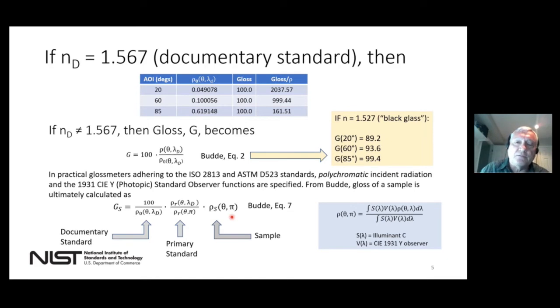The polychromatic reflectance is defined here in the blue box, and it's the integral of the illumination times the observer times the spectral reflectance, divided by the integral of the illumination times the observer. And remember that the illumination is defined in the standards to be CIE illuminant C, and the observer is defined to be the 1931 photopic observer function Y.